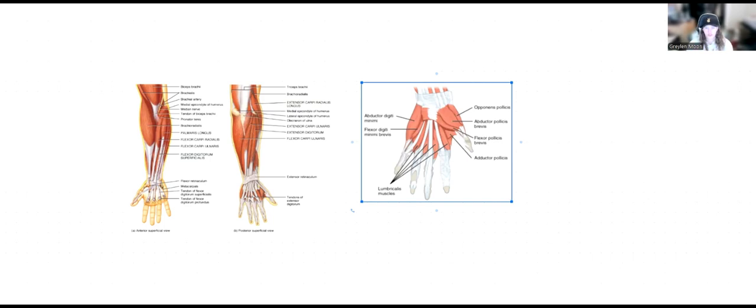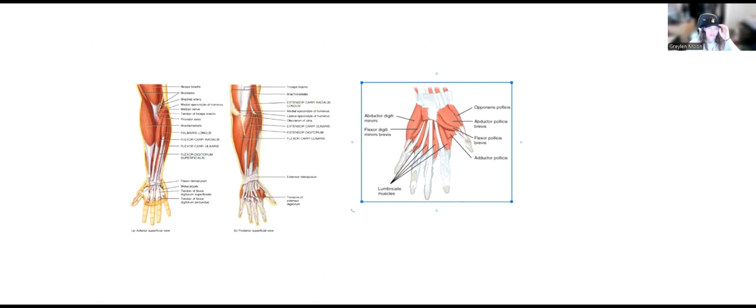Wrist joint, it includes the radiocarpal joint. That's going to be the radius articulated with the scaphoid and the lunate. Has the midcarpal joint, which is the joint between the carpal rows, and the distal radio-ulnar joint, which is going to rotate. These bones are going to form the scaffold for our wrist motion and our hand dexterity.